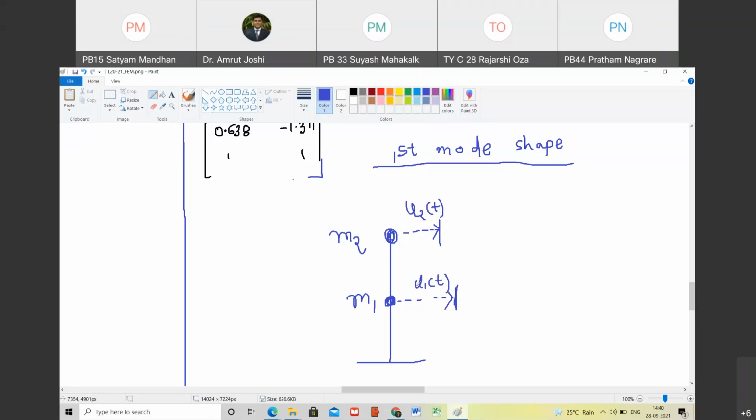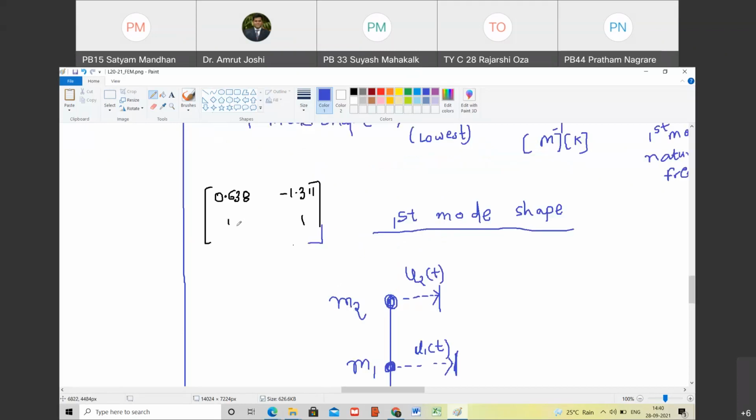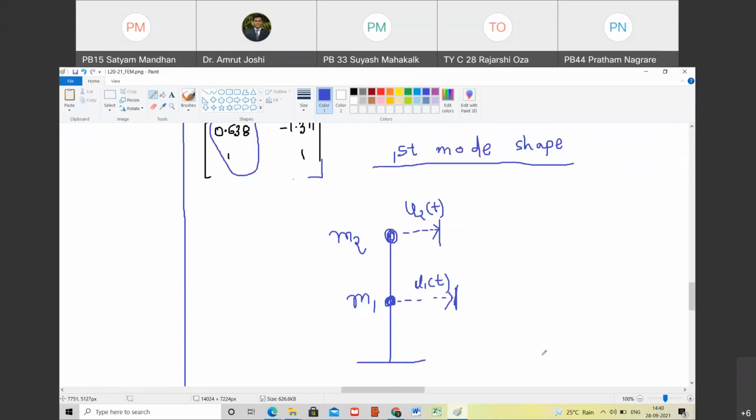u1. अब जरा यहाँ पे ध्यान दो. Wherever there is m1, I am considering the first mode shape. So I am going to consider the first column of phi matrix. Are you with me? Yes, sir. उसमें what is the first element? 0.638. Do you agree with me? Yes, sir.